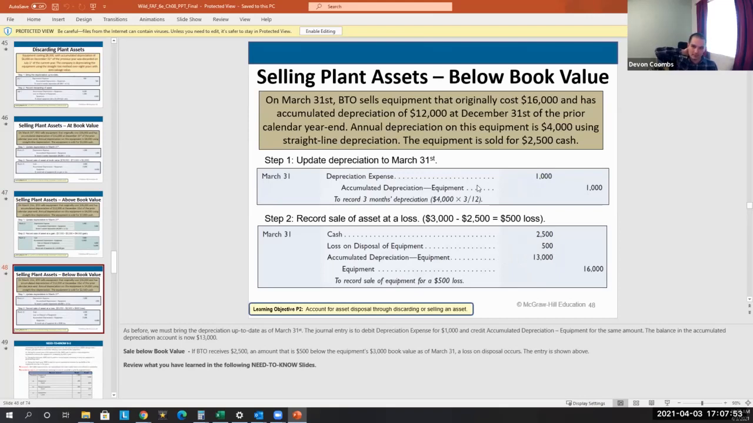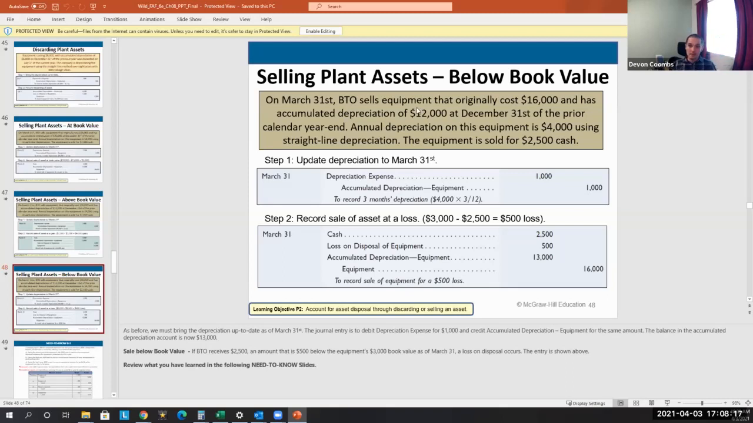Journal entries are always the same. We have to do the true up of depreciation expense on the day of disposal, right? So if it was on the end of the year, it would be for a full year. But if it's on March 31st, we have to determine the value on March 31st for a quarter of the year. If it's on June, for half the year. September, it's for 3/4 of the year, and so on and so forth.